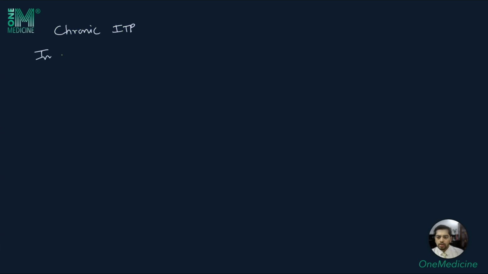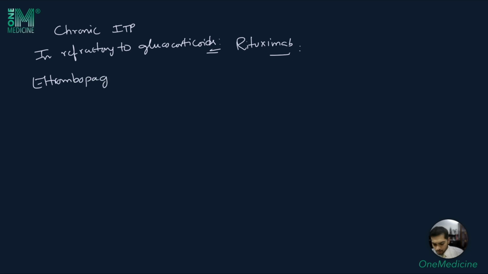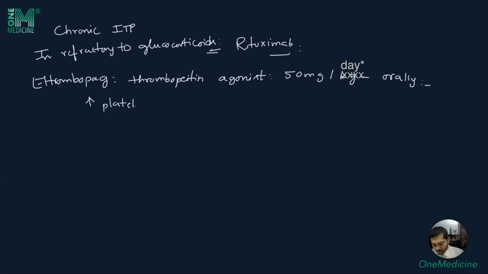In patients refractory to glucocorticoids, a trial of rituximab is recommended. Eltrombopag, which is a thrombopoietin agonist, can be used in the dosage of 50 milligram per day orally, and this increases the platelet production and delays the need for splenectomy, or even completely avoids the need of splenectomy.